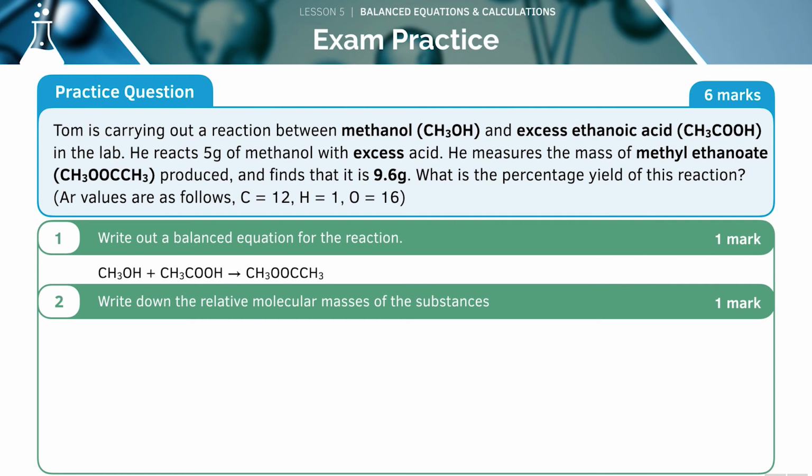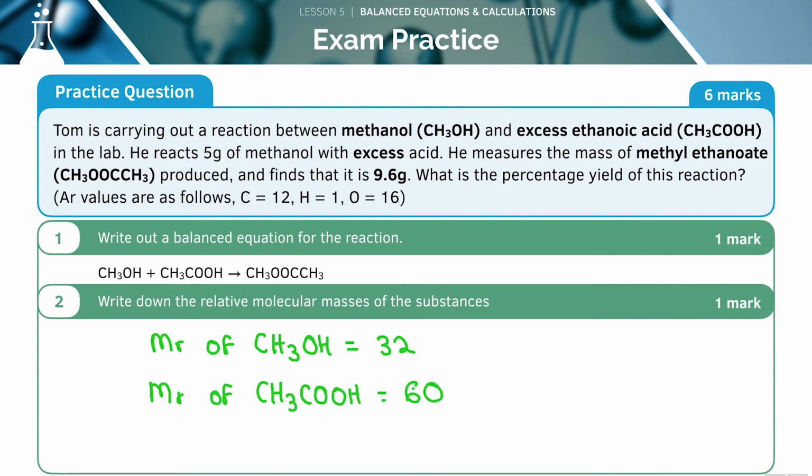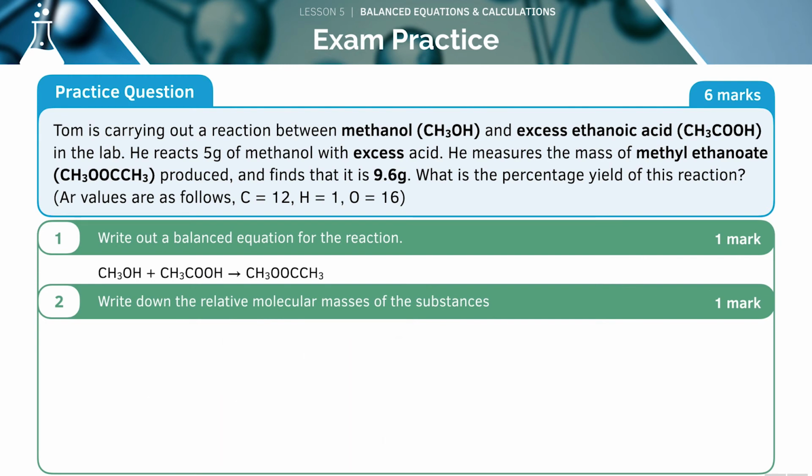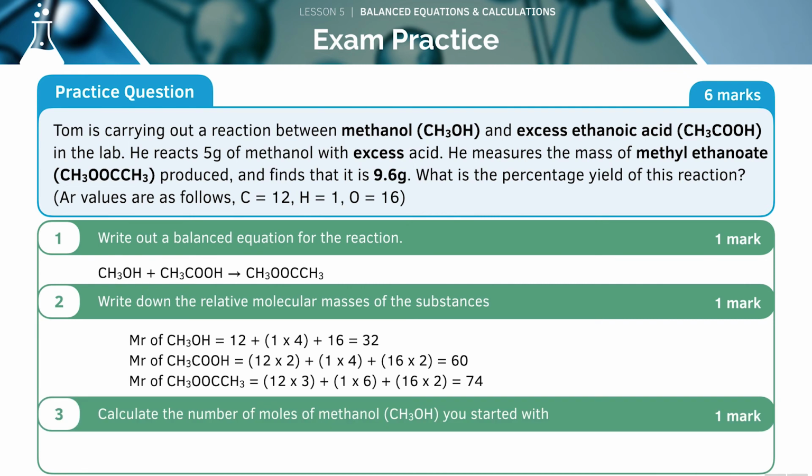Now we can write down the relative molecular masses of the substances. So here we would need to work out our MR of CH3OH, which is equal to 32, our MR of CH3COOH, which is equal to 60, and finally our MR of CH3OOCCH3, which is going to be equal to 74.